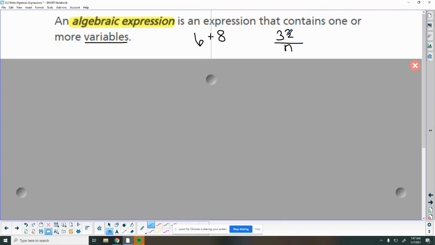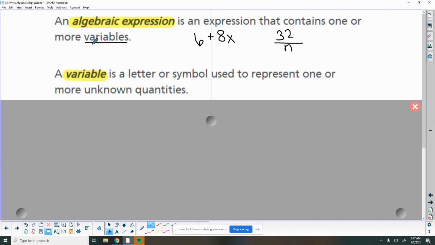So it still has numbers, it still has operations, this is divide, but now we're going to add in variables. I could add an x here and have 8 groups of x plus 6 more. So a variable is a letter or a symbol. So we'll be using letters now that we're in 6th grade. We are going to be using letters instead of putting a box to say what goes in the box. We'll be using letters, and you can pick what letter you want unless it tells you to use a specific one.